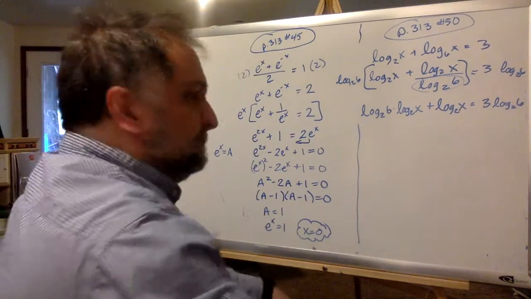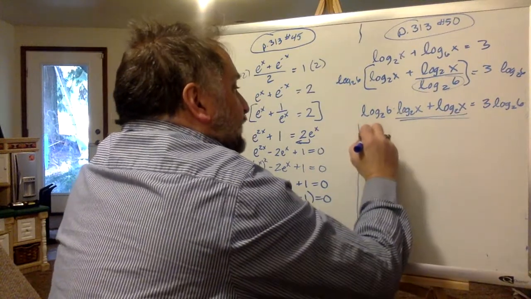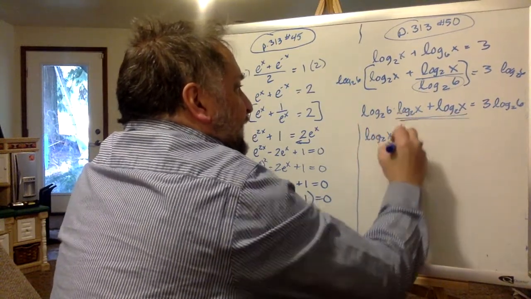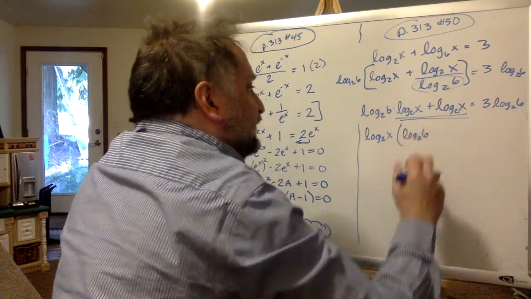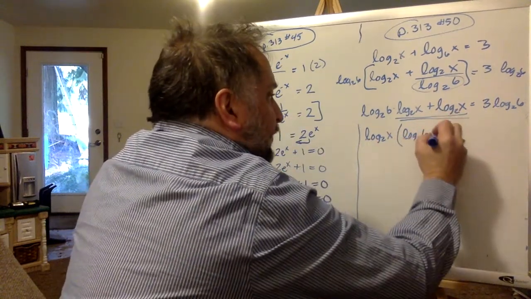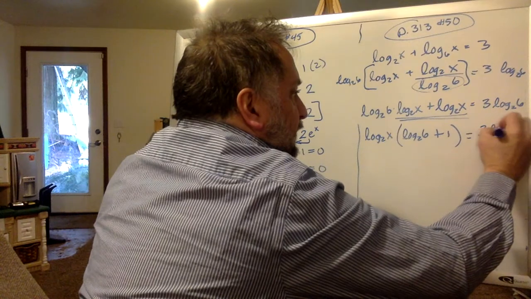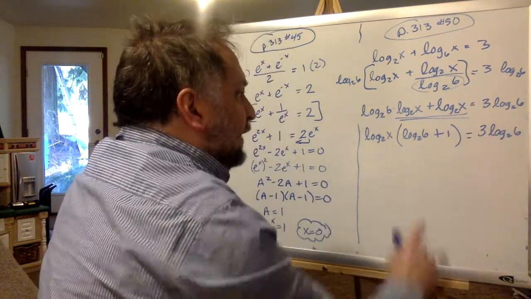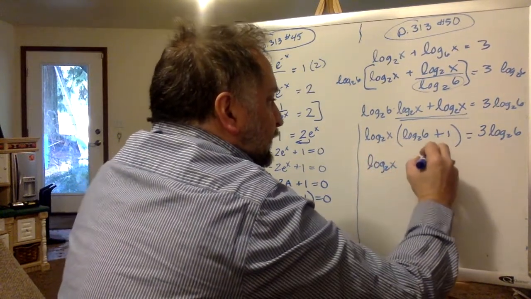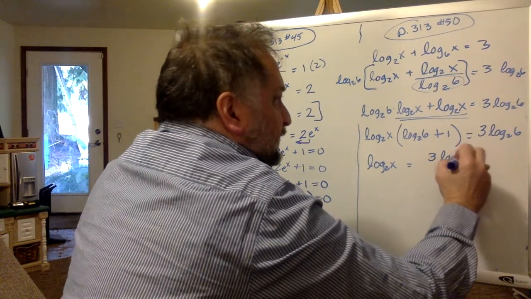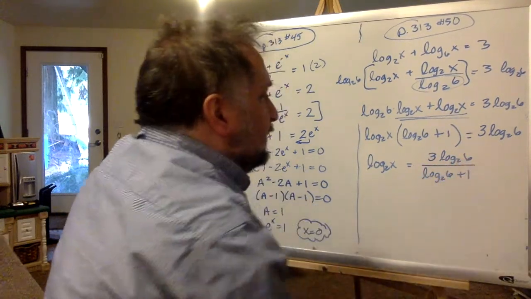Okay, now here I have the same thing repeated, so I can factor that out. So when I factor log base 2 of x out, I get log base 2 of x times log base 2 of 6 plus 1, because remember when I multiply that back in, I have to get it. So that equals 3 log base 2 of 6. Okay, now I'm going to divide both sides by this. So I get log base 2 of x is equal to 3 log base 2 of 6 divided by log base 2 of 6 plus 1.